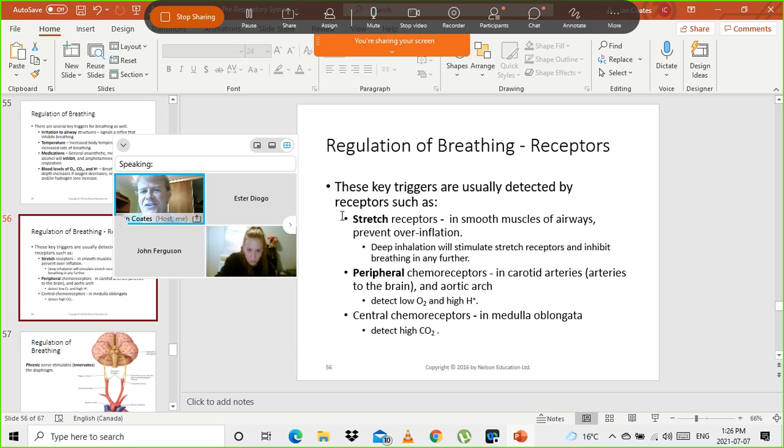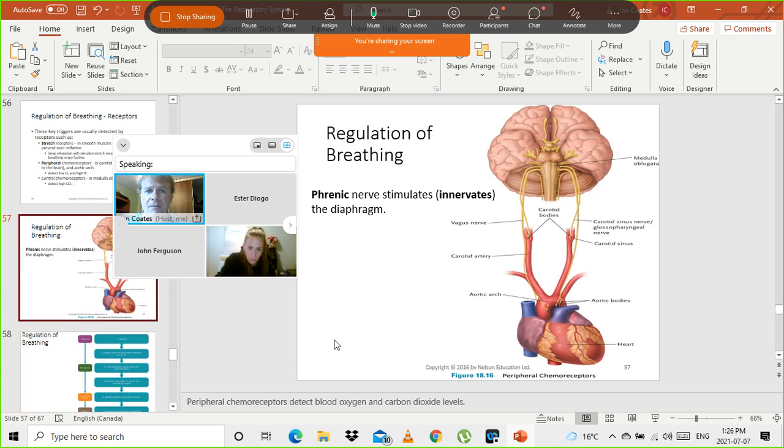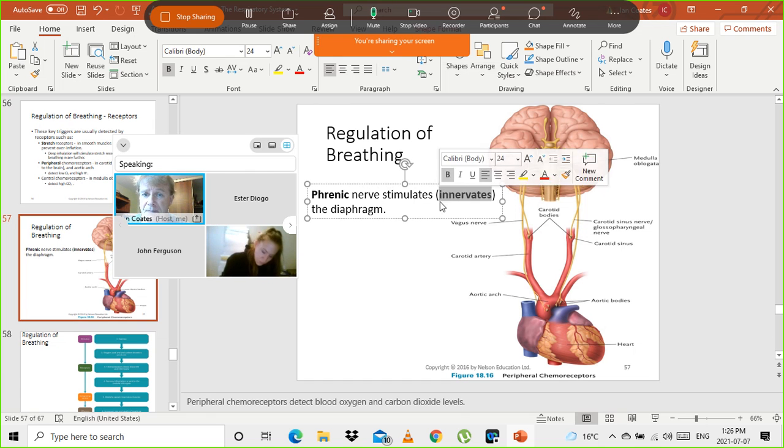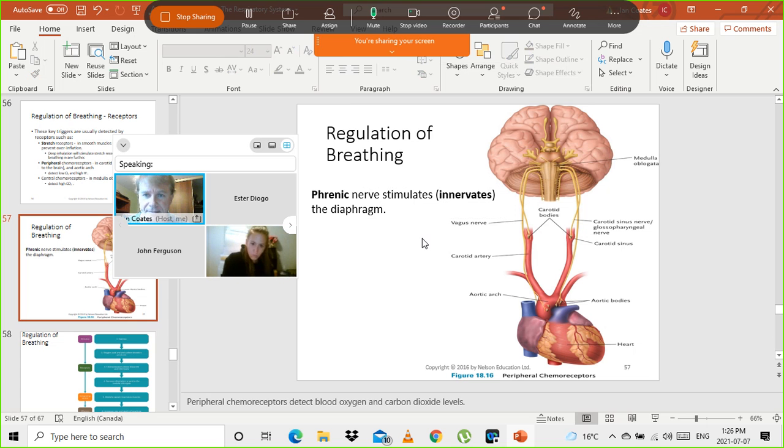You've got these stretch receptors, peripheral chemoreceptors. We touched on these with the heart. Have a look at these. And there's your phrenic nerve. Good word that you may see again: innervate. It's a medical term for stimulate. So the phrenic nerve innervates the diaphragm; it stimulates and controls the diaphragm.